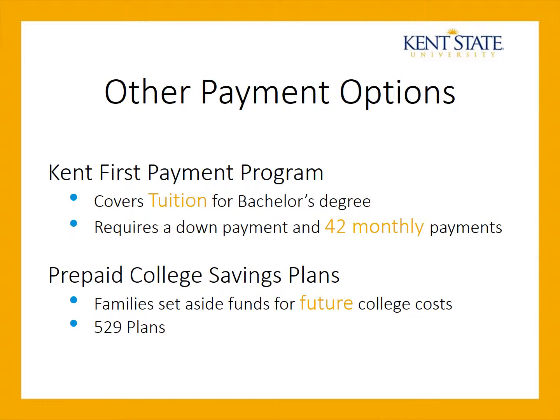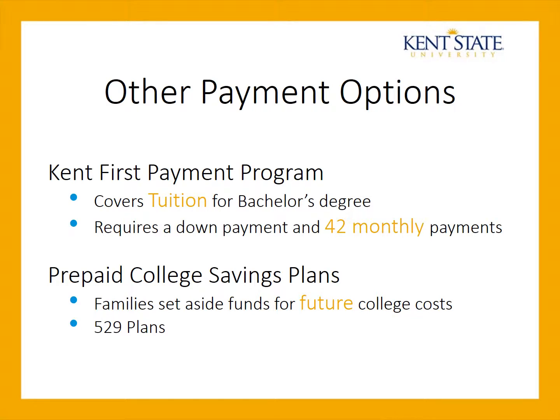Another payment plan option available to freshmen is the Kent First Payment Program. This is very similar to financing a car, but rather you are financing your student's bachelor's degree. The Bursar's office calculates the cost of your student's bachelor's degree over the course of 4 years. A down payment is required, followed by 42 monthly payments. Payments remain the same for the entire 42 months.